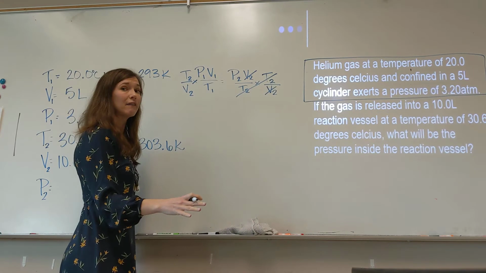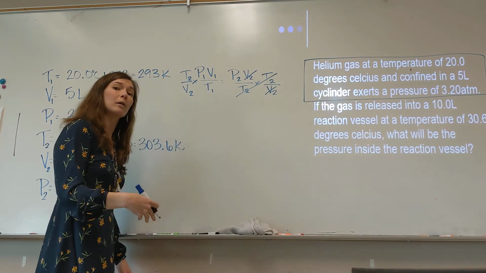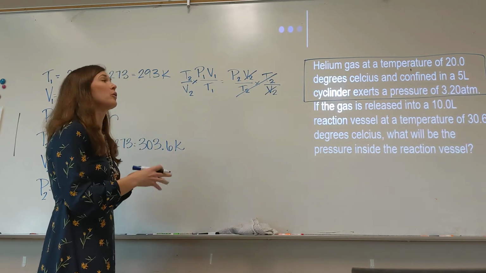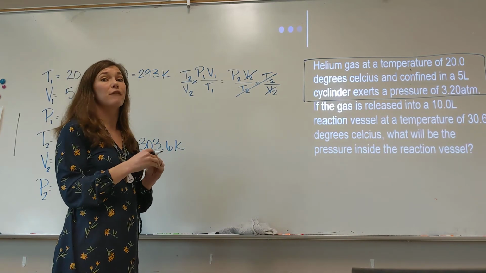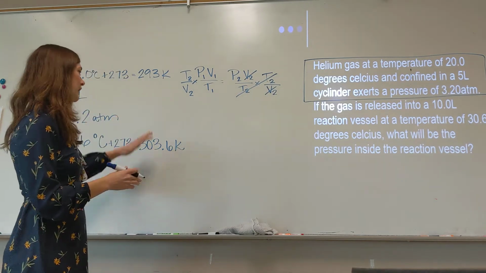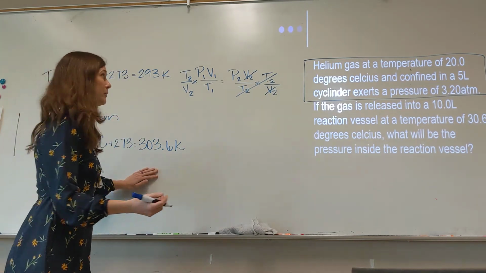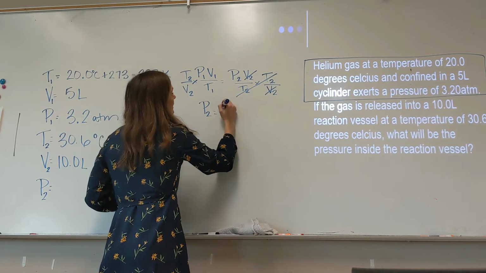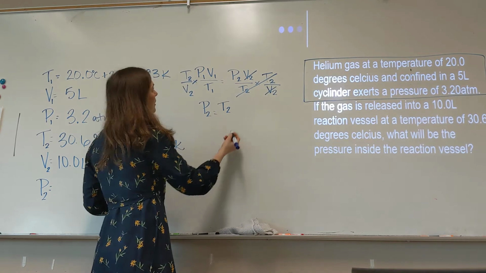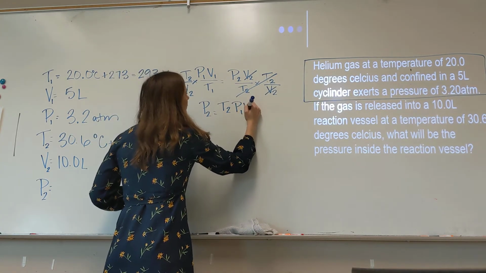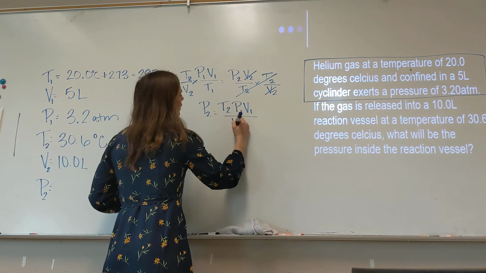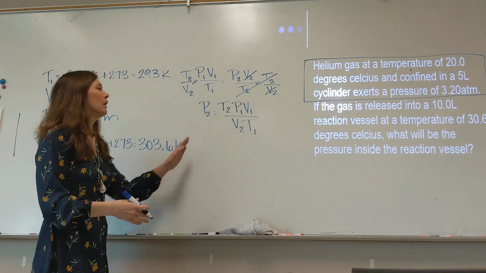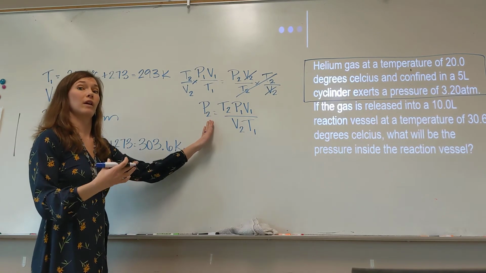So notice we've got a lot of variables going on. Even more important than when we did Boyle's law, Charles' law, and Gay-Lussac's law, when you go to plug in, make sure you're putting everything in the right place and assigning each number to the right variable. So now I have P2 is equal to T2, which is now at the top, multiplied by P1 times V1 over V2 times T1. So I've rearranged my equation so that I have P2, the variable that I am solving for.